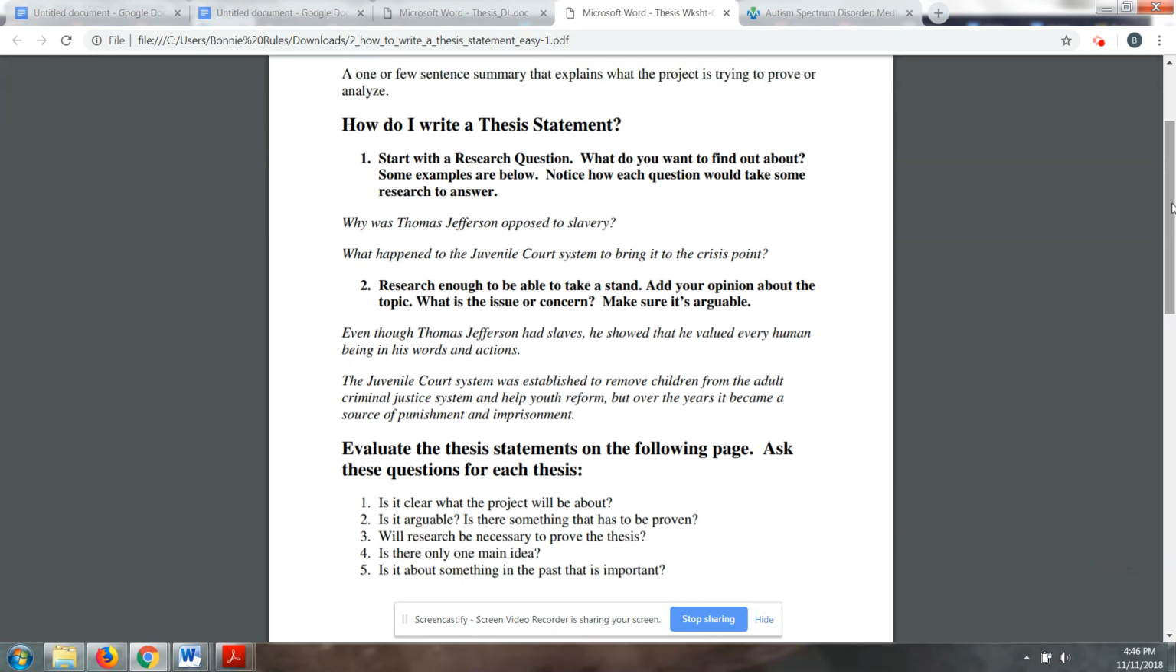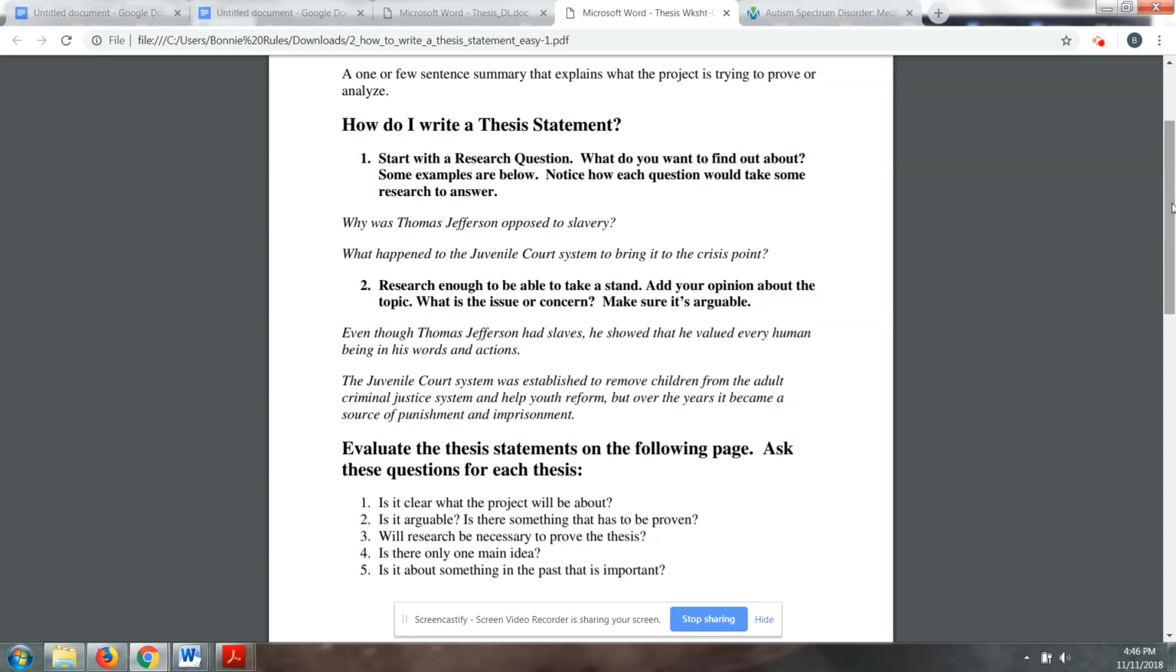The first is, even though Thomas Jefferson had slaves, he showed that he valued every human being in his words and actions. That's a pretty big gap, going from saying that he valued every human being except for the population that he enslaved. That's a weak thesis. There's a huge gap there, and it's also very vague. Being in his words and actions, I wouldn't accept that as a thesis. That needs a lot of work.